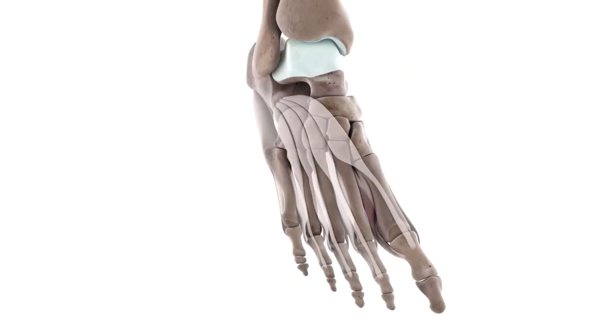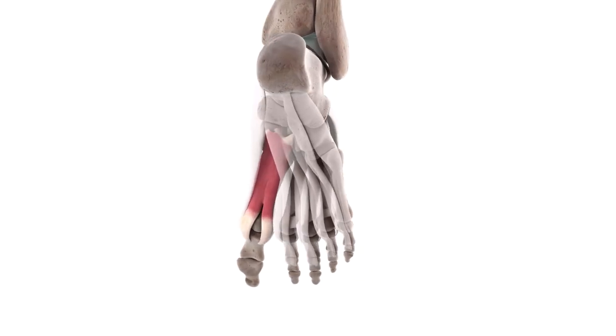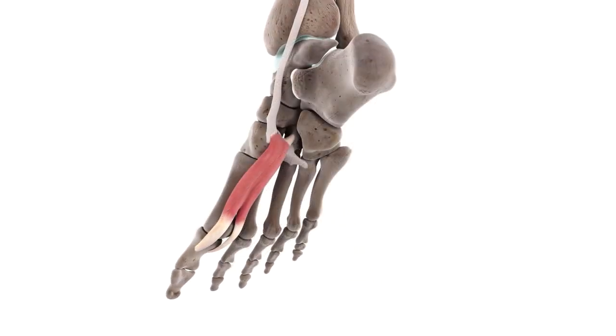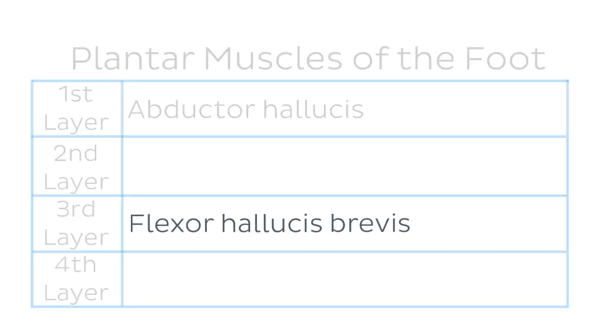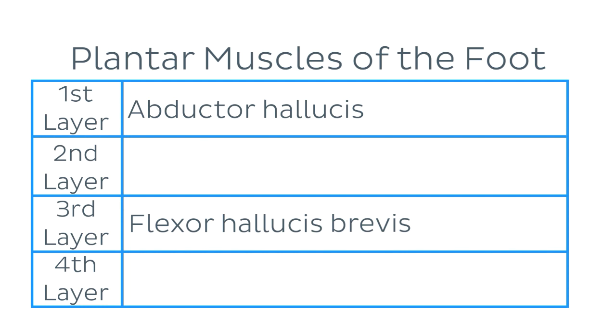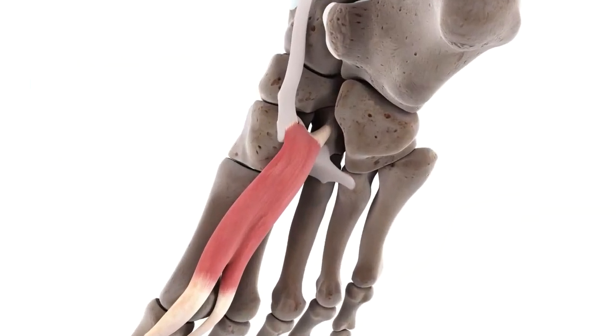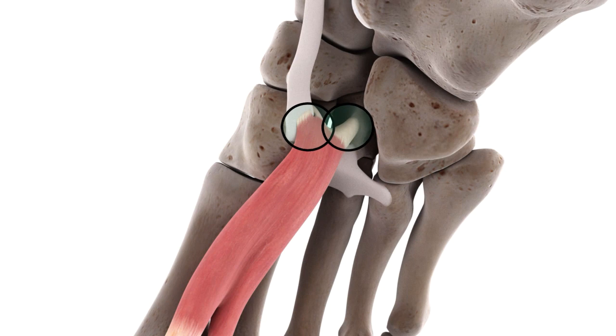Moving deeper into the plantar muscles of the foot now, let's take a look at our second muscle, the Flexor Hallucis brevis muscle. This muscle is slightly more lateral than the Abductor Hallucis and belongs to the 3rd layer of the plantar muscles. As you can see in our model, the Flexor Hallucis brevis has a split proximal attachment, or origin, which I should note is quite variable in its anatomy.